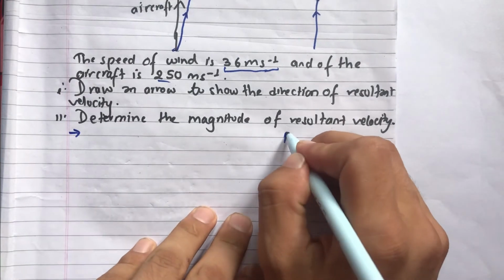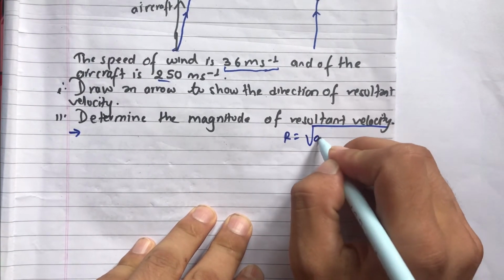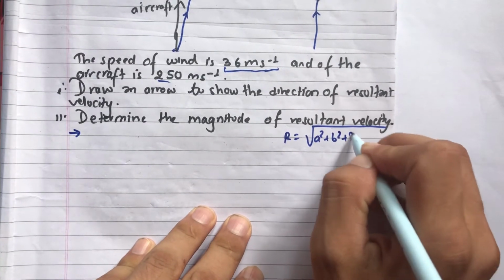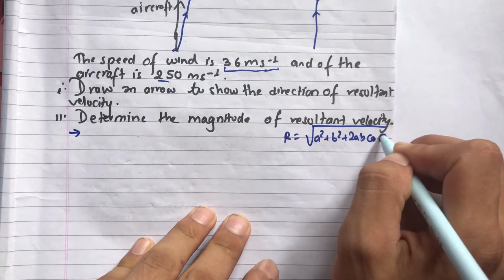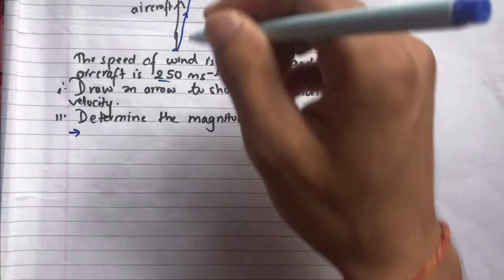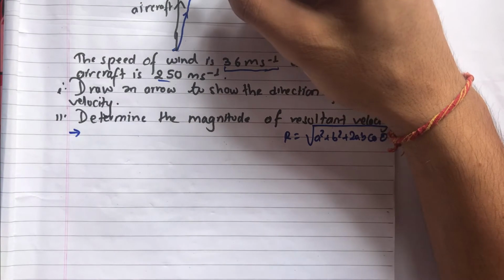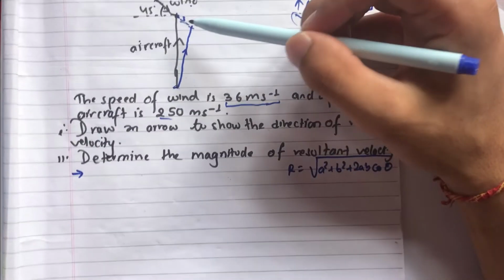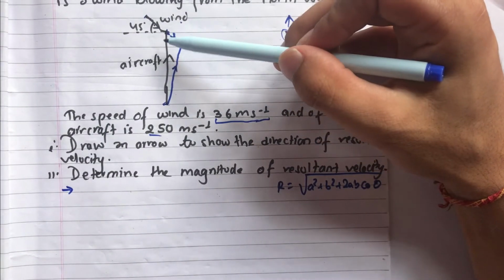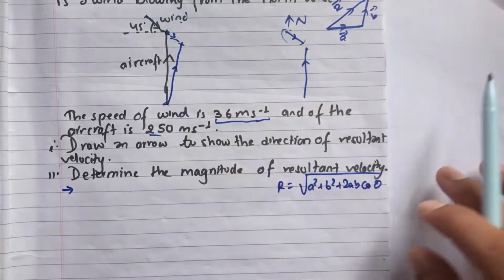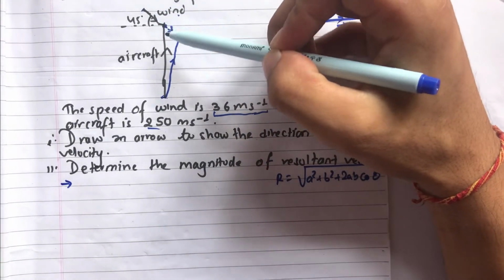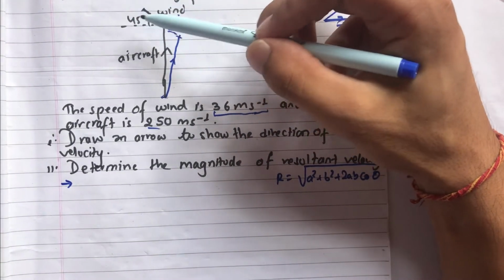So I know the formula R equals square root of A squared plus B squared plus 2AB cos theta, where theta is the angle between the two vectors. Here the two vectors are the velocity vector of aircraft and velocity vector of wind. So I need to determine the angle between them. The angle between them is not 45 degrees.